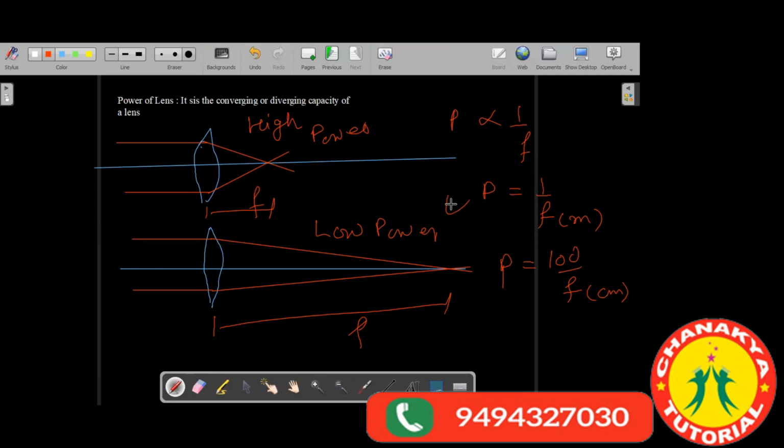Got it? Any doubts? The power of a lens is measured in diopters. The unit of power is the diopter, denoted by D.